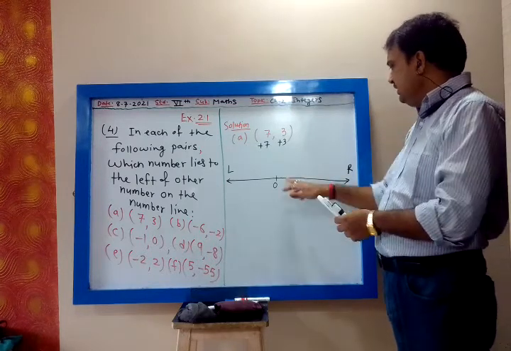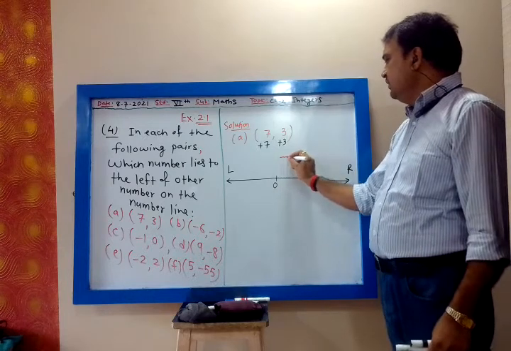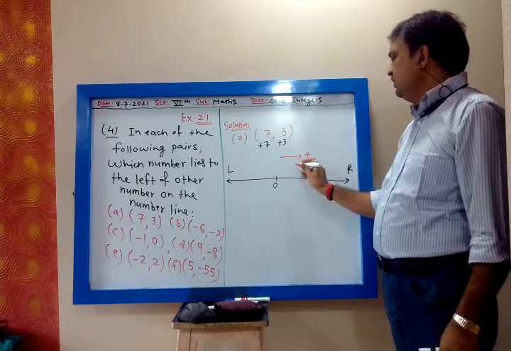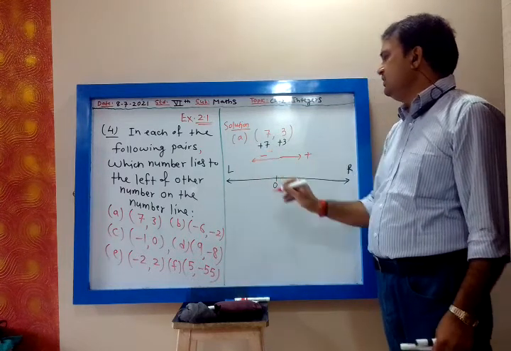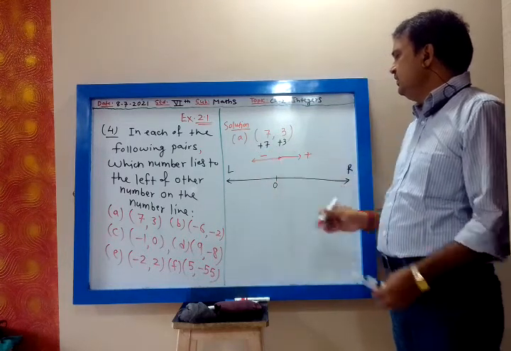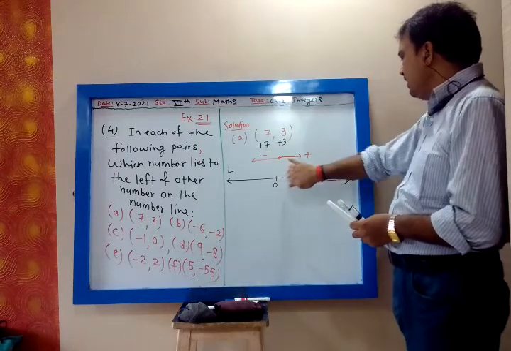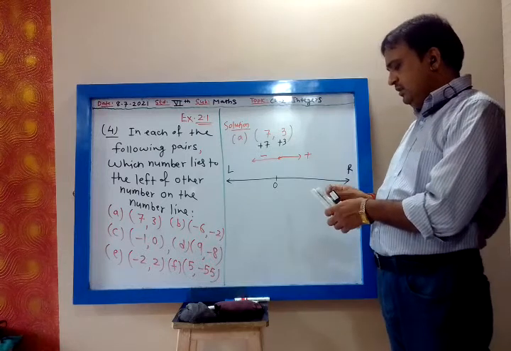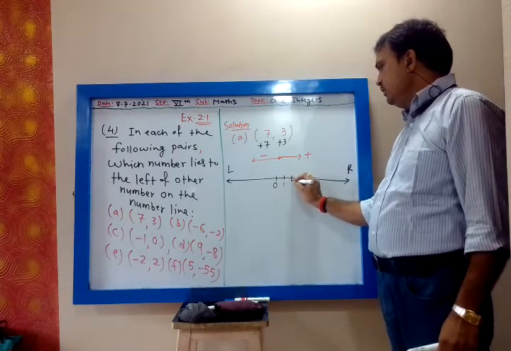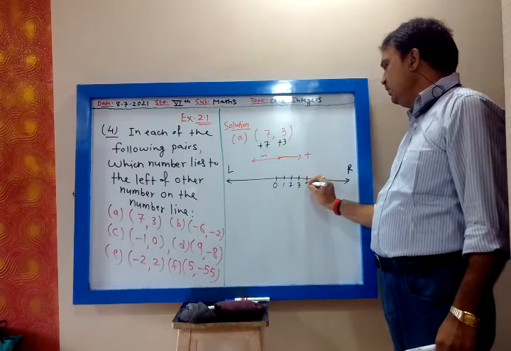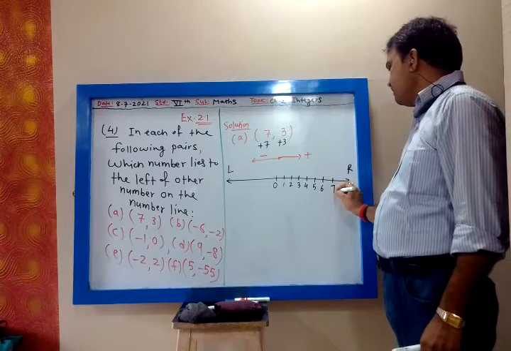When you move towards the right of 0, we get positive numbers. When we move towards the left of 0, we get negative integers. So this you remember. Okay. So this is plus 7, plus 3. They will be on the right side. So on the number line we show the numbers 1, 2, 3, 4, 5, 6, 7.